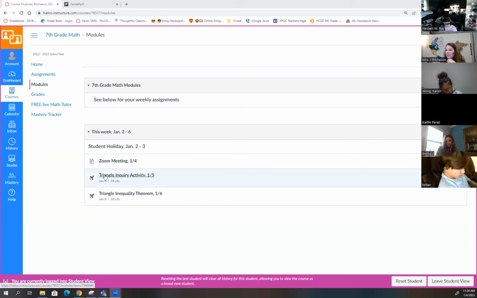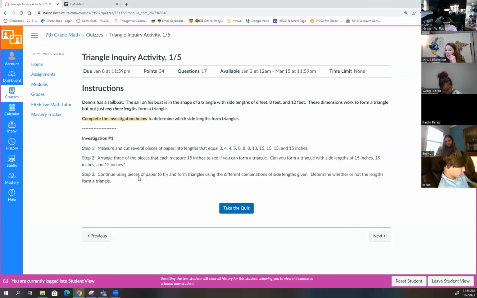Okay. Then this one says triangle inquiry activity. So I would really love if you guys can actually do this. You're going to measure and cut several pieces of paper into lengths that equal. So if you need a ruler, I know this is a lot, but you can do it. It won't take all day. I would like for you to take strips of paper, very, very thin strips of paper, and I want you to cut them into these lengths. And then you can see it. If you try to make a triangle, it's either going to make a triangle with these different lengths or it's not. And you can see it physically with your eyes.